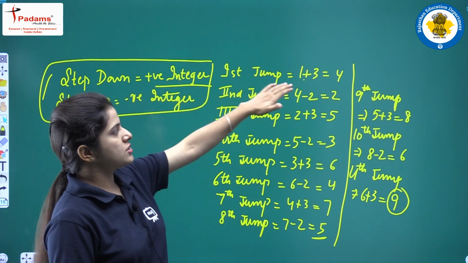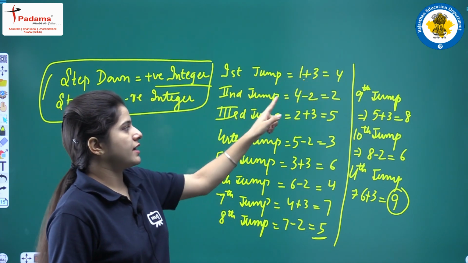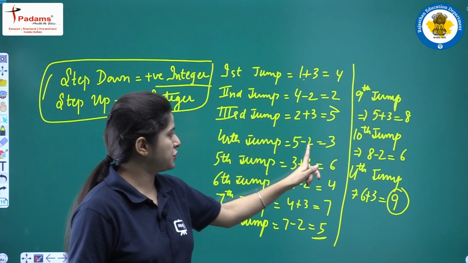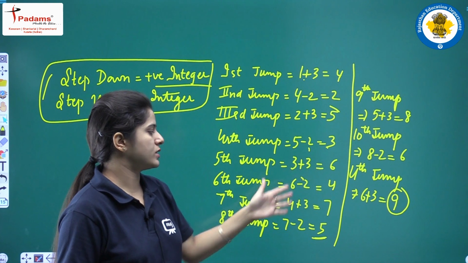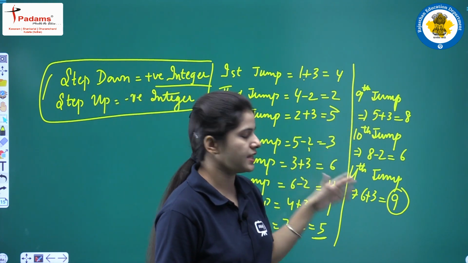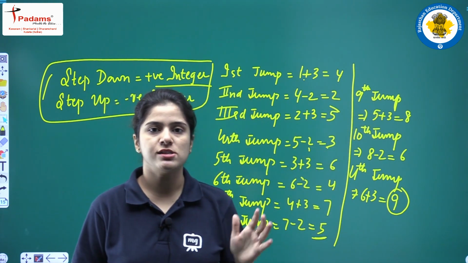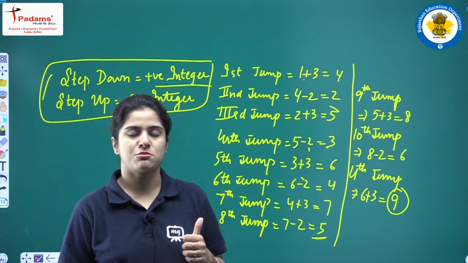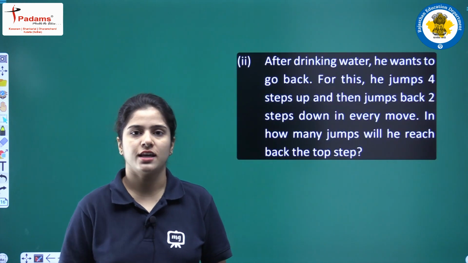How? After the first jump you are on the 4th step, after second jump you are on the 2nd step, after third you are on the 5th step, after 4th you are on the 3rd step, then 6th, 4th, 7th, 5th, 8th, 6th and 9th. Okay, so in total 11 jumps you will reach the water level. Okay, so this was your first part. Okay, so let's do the second part.